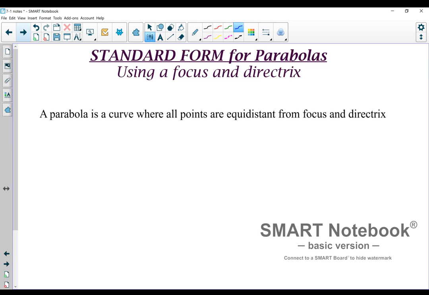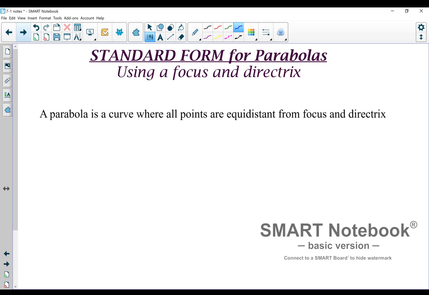So today we are looking more specifically at parabolas. First we're going to look at the standard form for a parabola, and it's going to be different than vertex form that we've worked with before, and different than ax squared plus bx plus c equals 0.